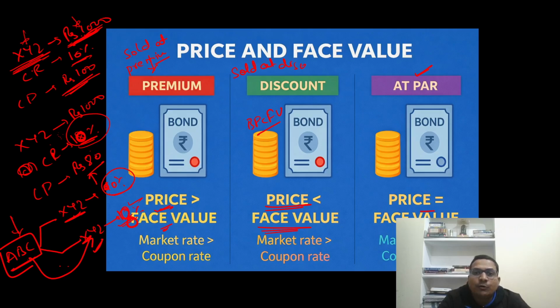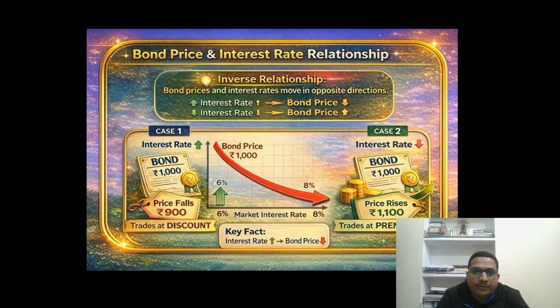Okay, so this is how your bond can be sold at face value, above face value or below face value. When they are sold at face value, then it is at par. If they are sold below face value, then it is at discount. If it is sold at greater than the face value, then it is called sold at premium. So that's how the price of the bond changes with the change in the market interest rate.